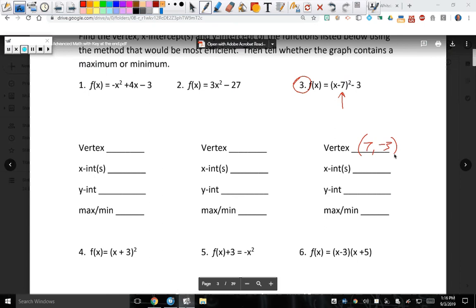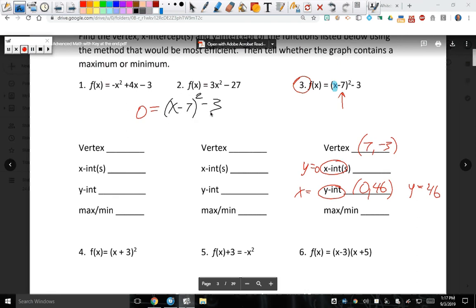Okay. Second, let's look at x-intercepts when y is 0, y-intercepts when x is 0. Guys, if x is 0, can someone tell me what would the y value be? 49 minus 3, 46. So I have (0, 46). Or you could put y is equal to 46. If I'm looking for the x-intercepts, I'm going to set this equal to 0, and I'm going to solve for x.